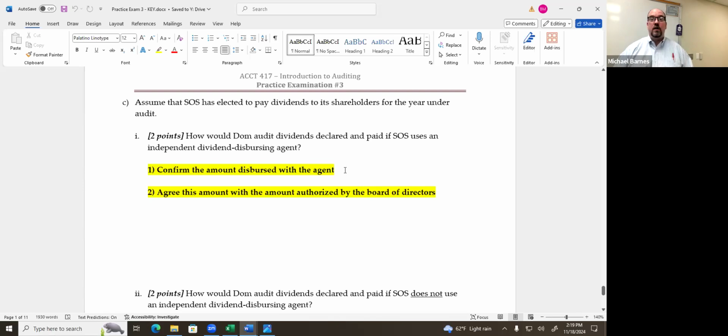So it's a confirmation over dividends, which means that we're testing primarily completeness, okay? And then agreeing this amount with the amount authorized by the board of directors, that would be a test of valuation allocation accuracy. Those are our two primary assertions.